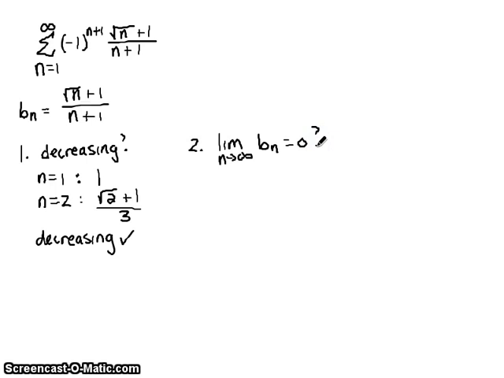So we're going to look at this and we're going to say the limit as n approaches infinity of the square root of n plus 1 over n plus 1. Using our rules for horizontal asymptotes, we're going to compare the degree in the numerator and the degree in the denominator. Degree in the numerator is 1/2, denominator is 1, so our denominator has a larger degree, which means our limit does equal 0, so we have a convergent alternating series.